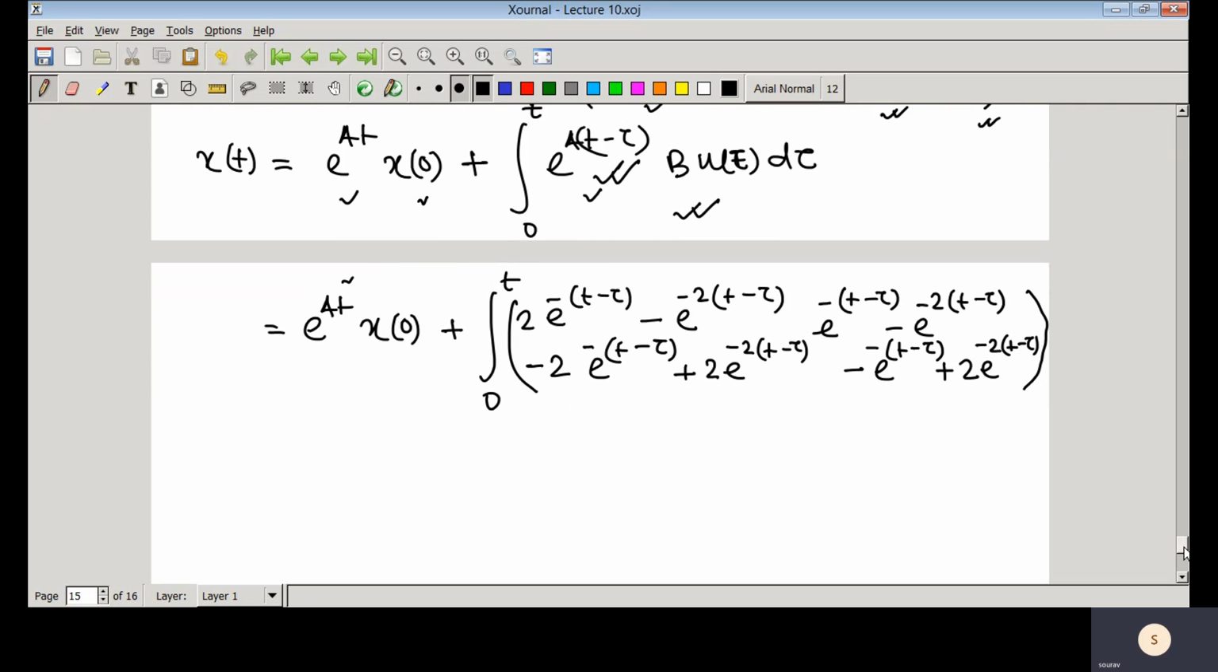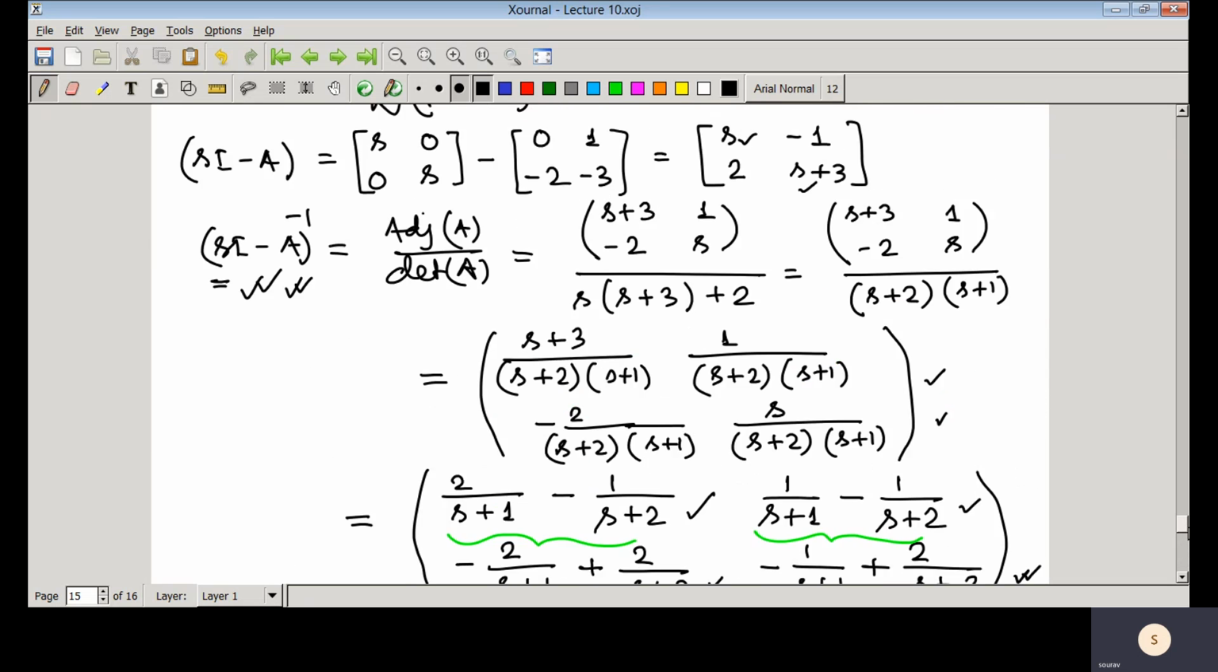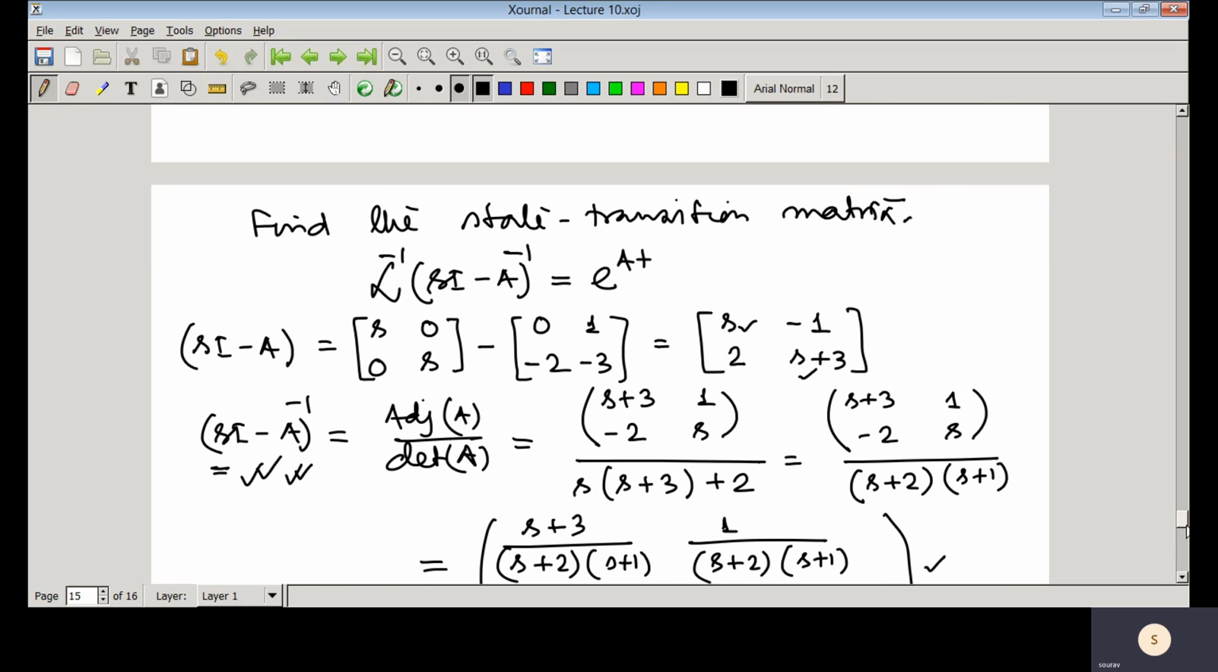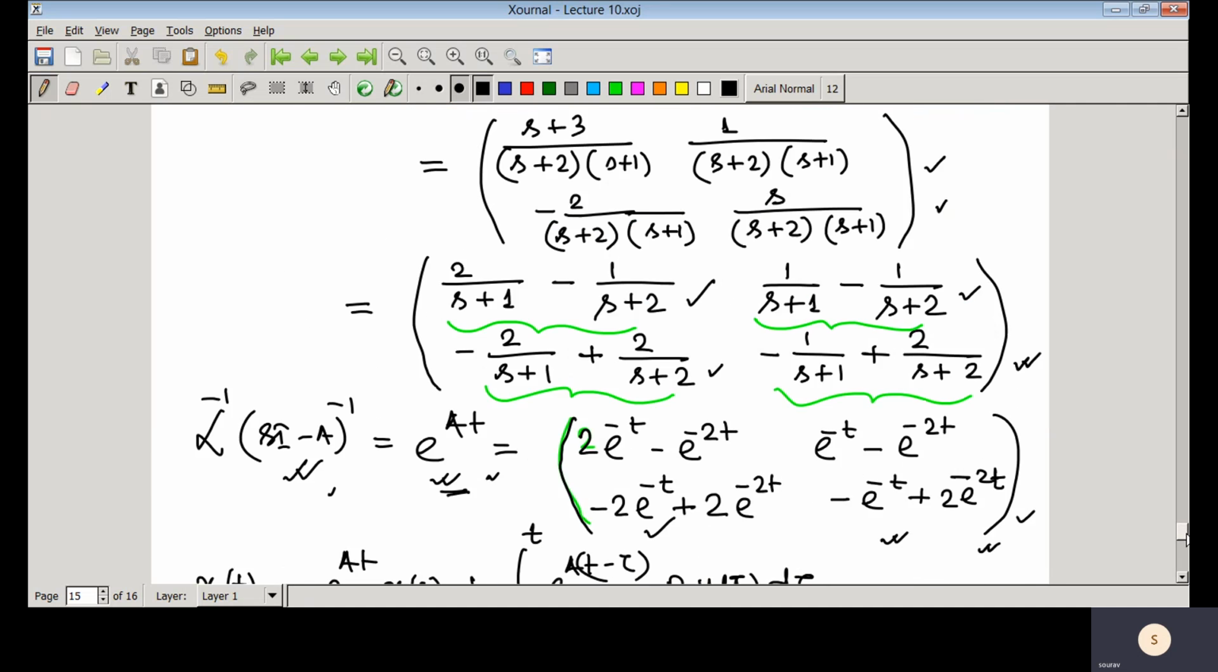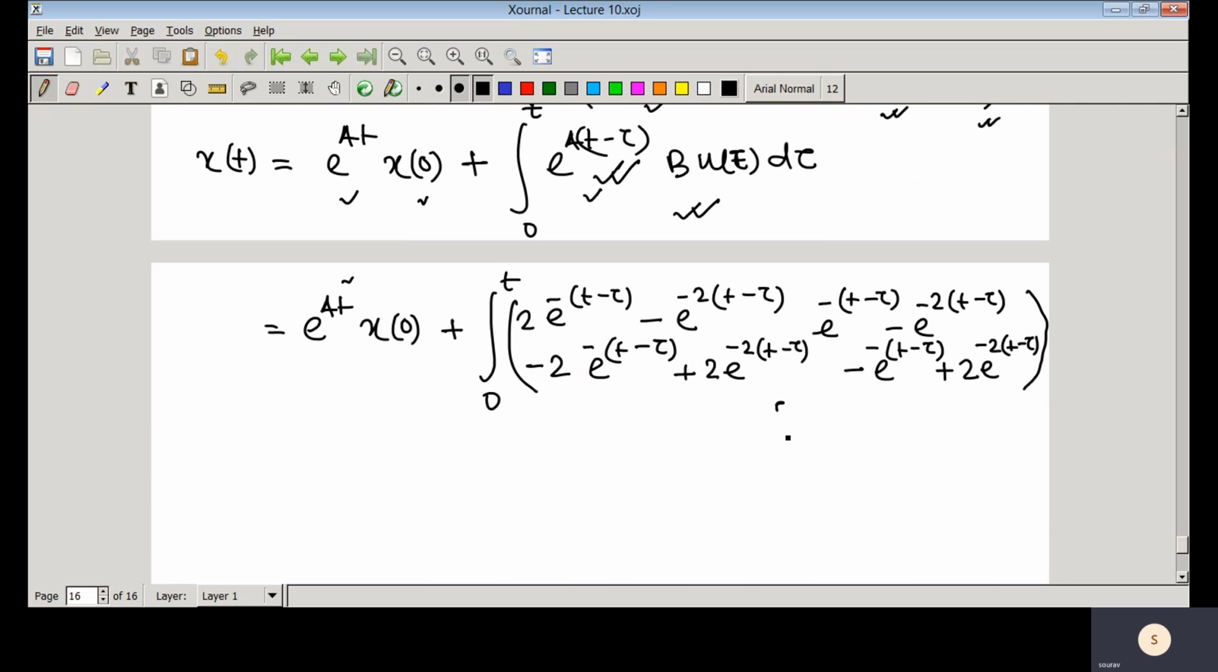Then what else do you have? You have B and u(tau). And what is your B matrix? From the state equation you can see this is your B matrix. So your B matrix is [0 1] into u(tau), and u(tau) is your input, and we have taken that this is a step input, so that would be equal to 1, d tau.